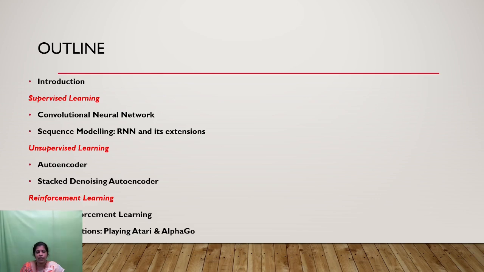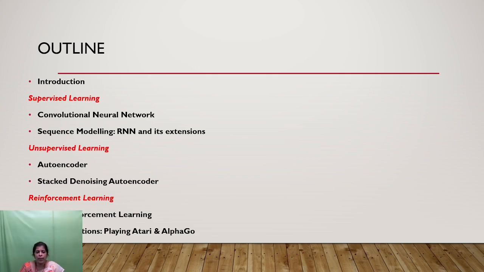This is the outline of this presentation. It is a presentation which deals with supervised learning, unsupervised learning and reinforcement learning. Supervised learning will be seen as convolutional neural networks and sequential learning, RNN, that is recurrent neural network, and its extensions. Unsupervised learning will have the autoencoder as well as the stacked autoencoder.